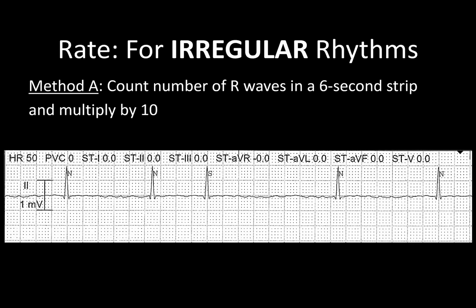So when it comes to finding the rate on any EKG strip, there's a few different methods. I'm going to show you 3 different ones, but we'll start with this first one, which is for irregular rhythms. Since we're doing rate, what you're going to do is count the number of R waves on a 6-second strip and multiply them times 10. Well, how do you know if it's 6 seconds long? Well, you could go through and count every single one of these and try and figure it out that way.